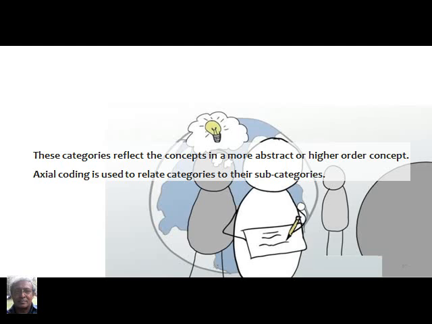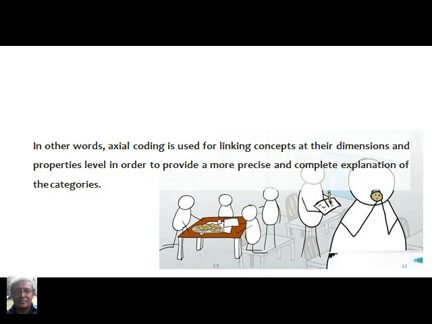Axial coding is used to relate categories to their subcategories. In other words, axial coding is used for linking concepts at their dimensions and properties level in order to provide a more precise and complete explanation of the categories.